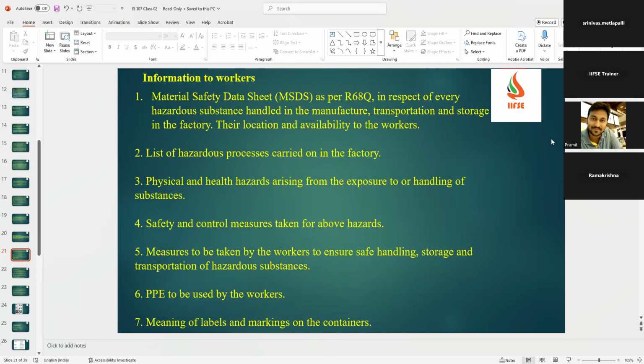And measures to be taken by the workers to ensure safe handling, storage, and transportation of hazardous substances. So, what are the do's and don'ts while handling these chemicals? That is, when we carry or transport these chemicals, the principles and safety rules we have to follow, we should also tell about that. Then PPE. So, PPE to be used by the workers.